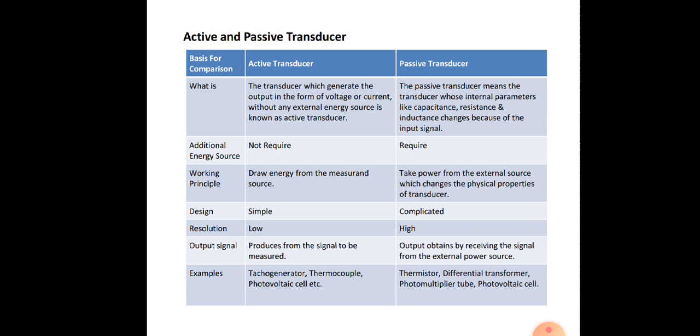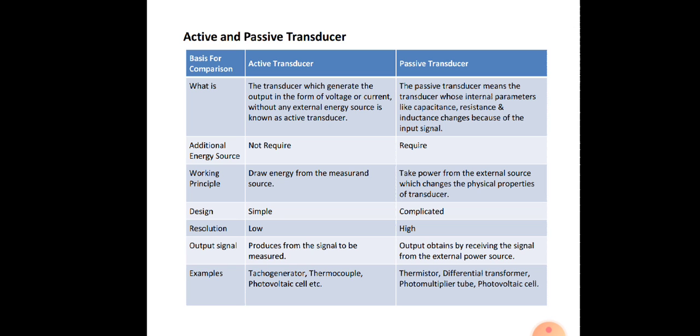Resolution: the resolution will be low and it will be high. What is this resolution? We have seen the definitions of threshold and resolution. Output signal: the output is produced from the signal to be measured. Here the output is obtained by receiving the signal from the external power sources.